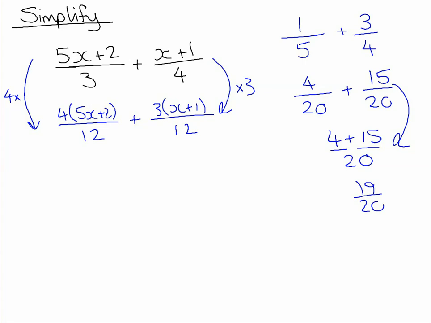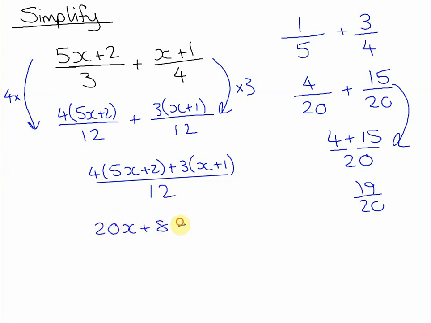But this bit is less comfortable. So what I'm going to do is add the tops. I'm going to write them again, but this time put them together as one numerator, and the denominator stayed the same. So hopefully when you see that, your brain's taking over now. It's like, I need to expand those brackets. So we're going to have 20x plus 8 plus 3x plus 3 all over 12. And that gives us 23x plus 11 all over 12.